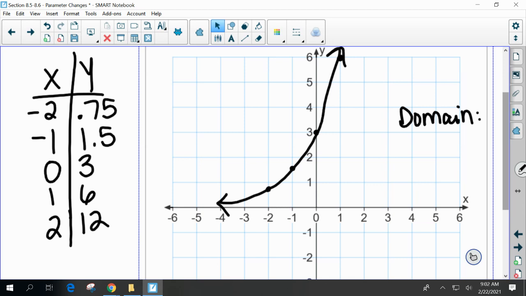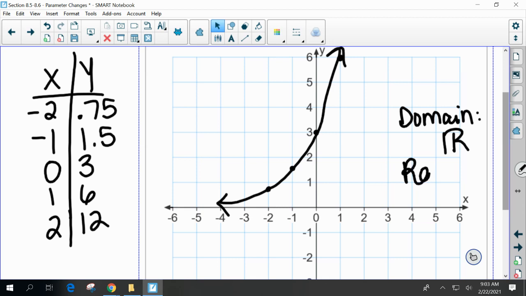So for the domain, you're looking at what values does it touch going from left to right on your X values? Does it ever stop? No. So it touches every number going left to right forever. So our domain would be what's called all real numbers. I think we've used this symbol before where it's like a double R. So since it touches everything, our domain is all real numbers.